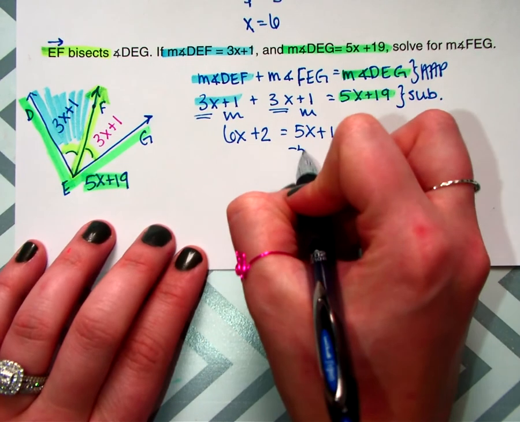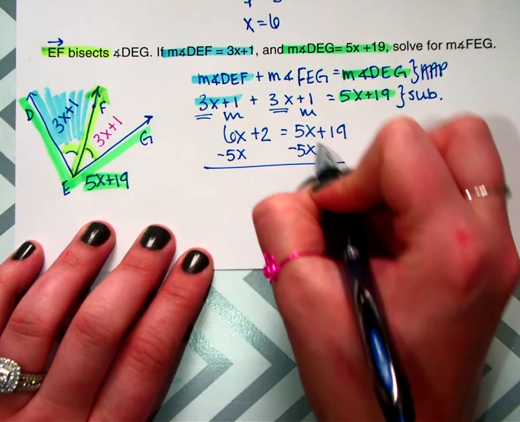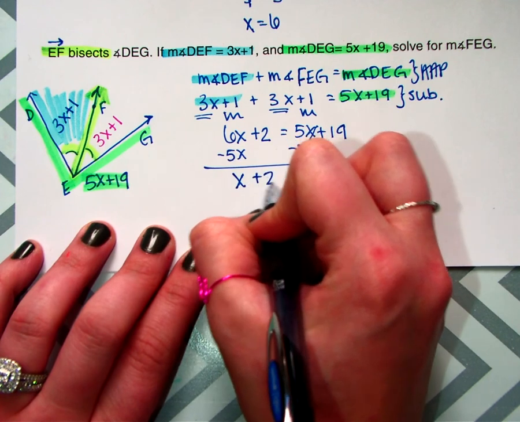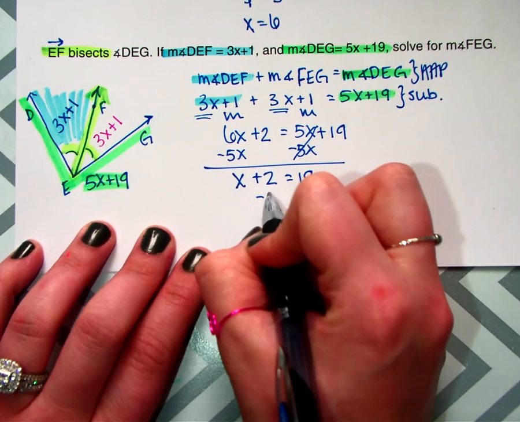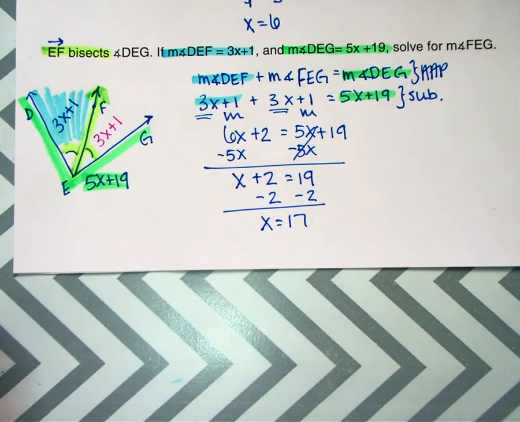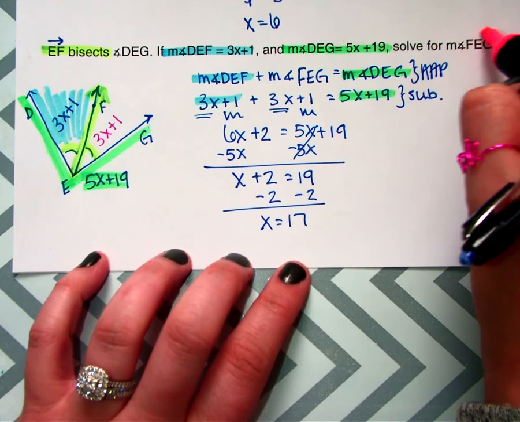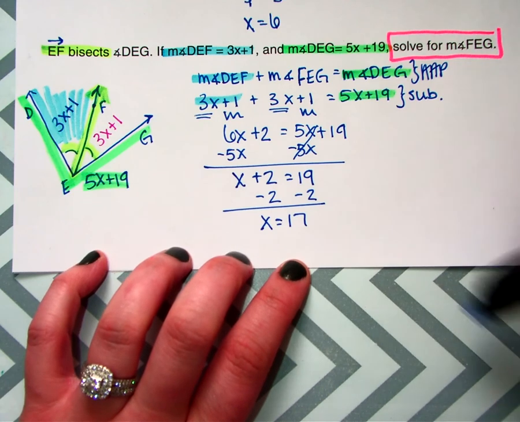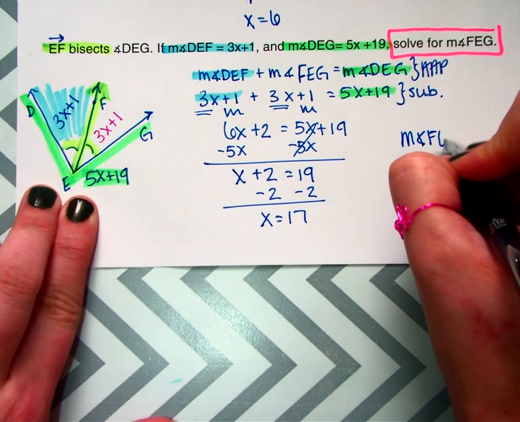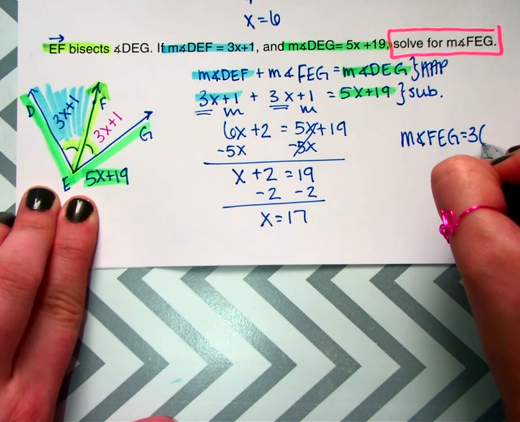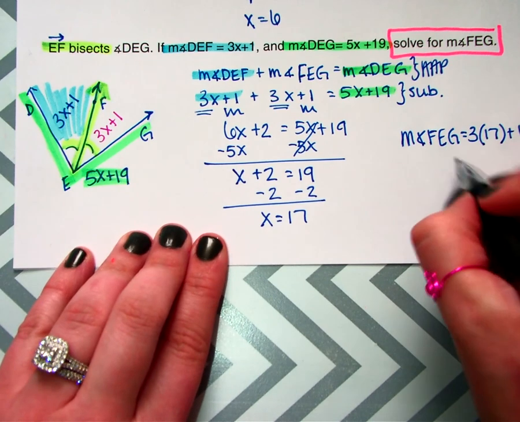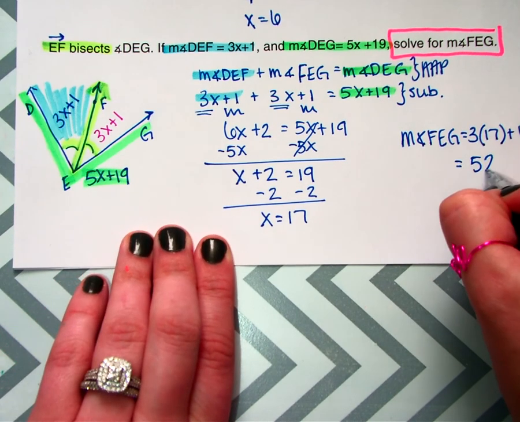Next, I'm going to move the 5x over. I like to keep the variables positive. So 6x minus 5x is just x plus 2 equals 19. Move the 2 through subtraction, and I get x being 17. Now remember, the goal of this problem is to find the measure of angle FEG. So in this problem, the measure of angle FEG is 3 times 17 plus 1, giving me an answer of 52 degrees.